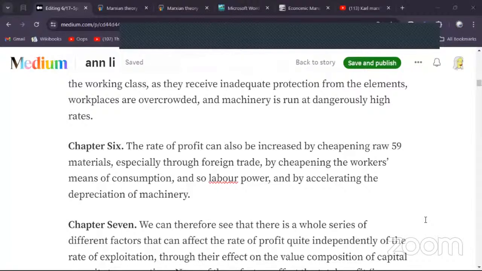Chapter 6: the rate of profit can also be increased by cheapening raw materials, especially through foreign trade, by cheapening the workers' means of consumption, and so labor power, and by accelerating the depreciation of machinery. Unless you think that's not important, this is the question of the darn Chinese dumping cheaper steel on the market, and blah, blah, blah.